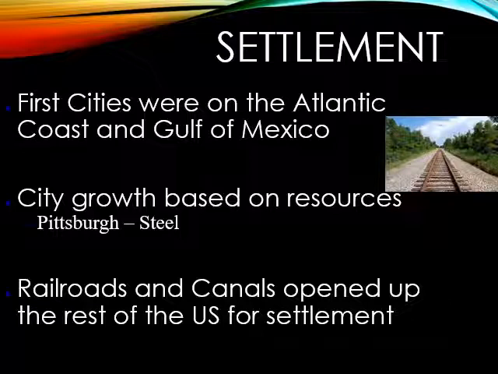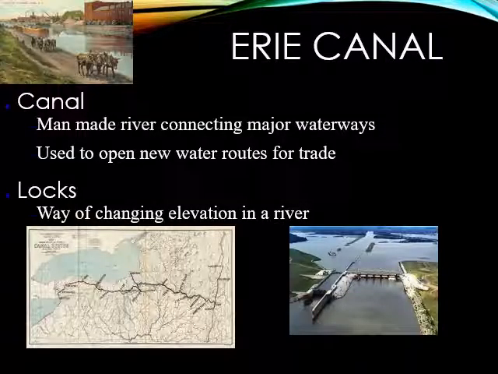Then after that happened on those river cities, the railroads and canals started to open up the rest of the United States for settlement. And so cities were able to be spread more evenly throughout all of America. And we'll talk about what canals are on the next slide. So canals are man-made rivers that connect major waterways.